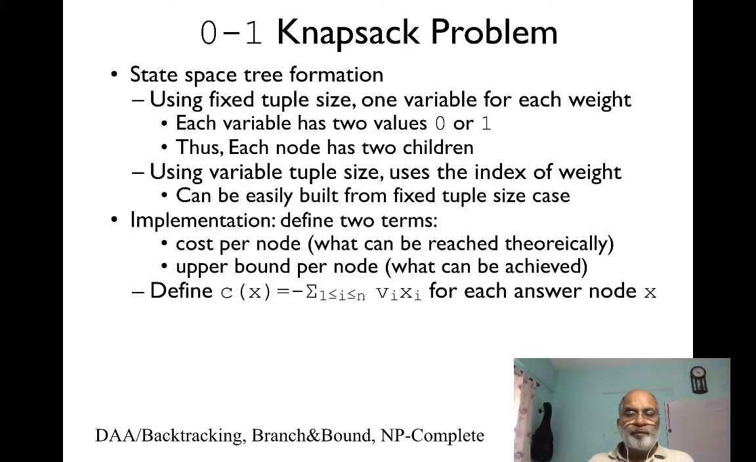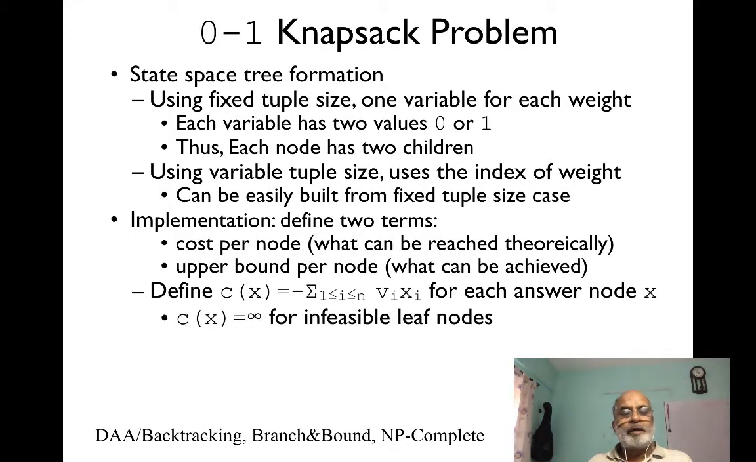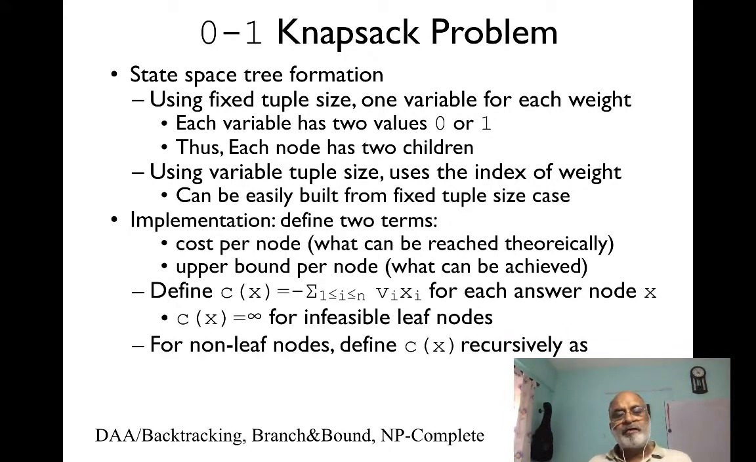So this value, sigma i equals 1 to n, Vi xi, is what we minimize, and this is the cost value. If a leaf node is infeasible, we'll say its value is infinity. For any intermediate node, we'll define it recursively, because an intermediate node is explored until it reaches a leaf. So the cost of any intermediate node would be the minimum cost of its left child and right child.